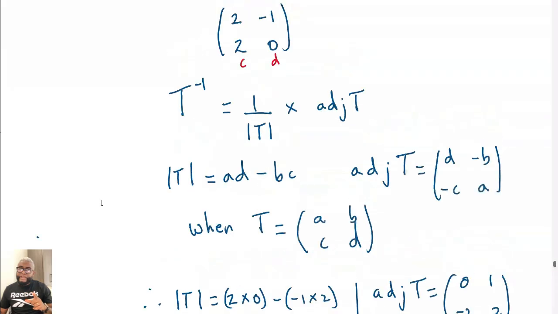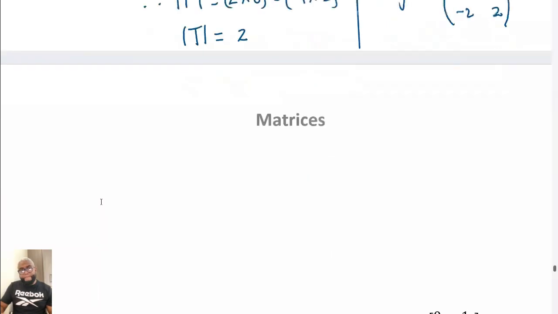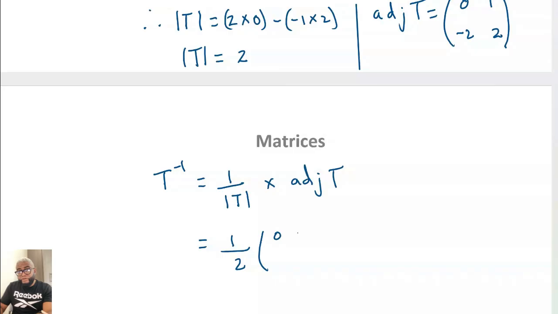Right. We're trying to find the inverse of t, right? So I'm now going to put back my formula because I want to remember it. What's the inverse of t, guys? 1 over the determinant of t multiplied by the adjoint of t. So it'll be 1 over what's the determinant of t? 2 multiplied by what's the adjoint of t? 0, 1, negative 2, and 2.